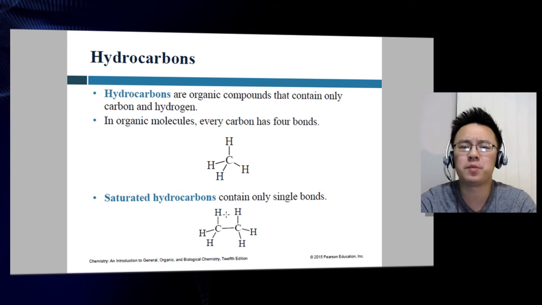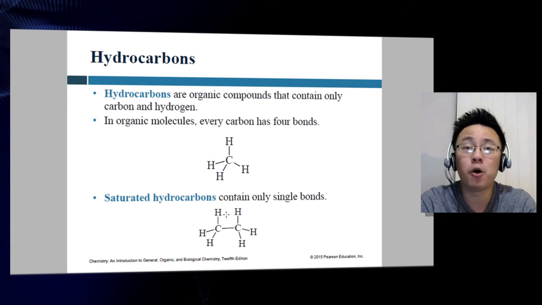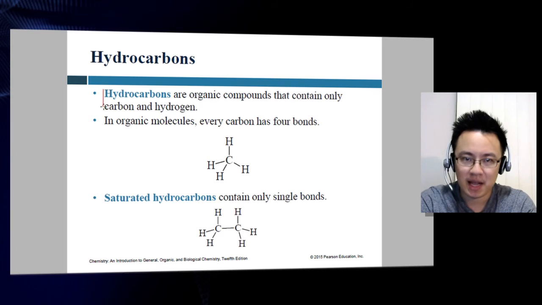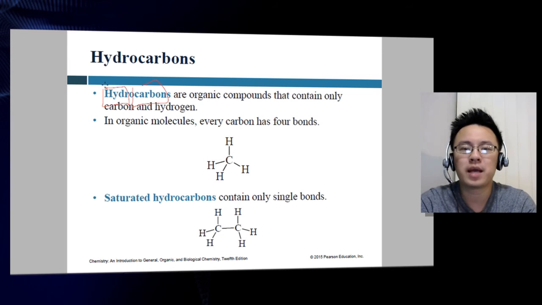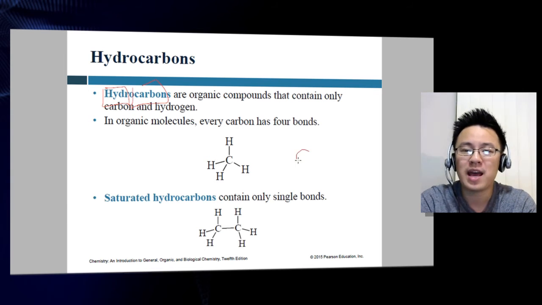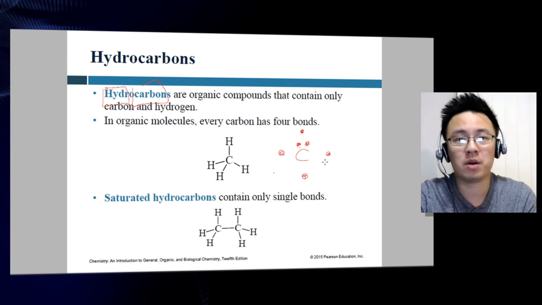All right, the word hydrocarbons: organic compounds that contain only, guess what? Hydrogen and carbon. In organic molecules, every carbon has 4 bonds. This is a very important property because, as you remember, carbon has 6 electrons. We have here 1 and 2, and then in its valence shell 3, 4, 5, and 6. These 4 electrons that you see right around here are capable of forming 4 covalent bonds with other molecules out there.